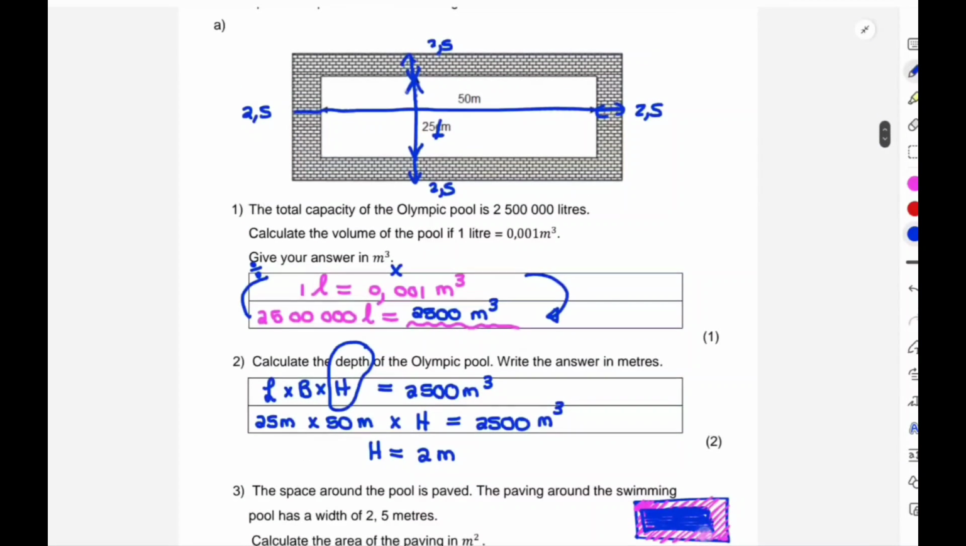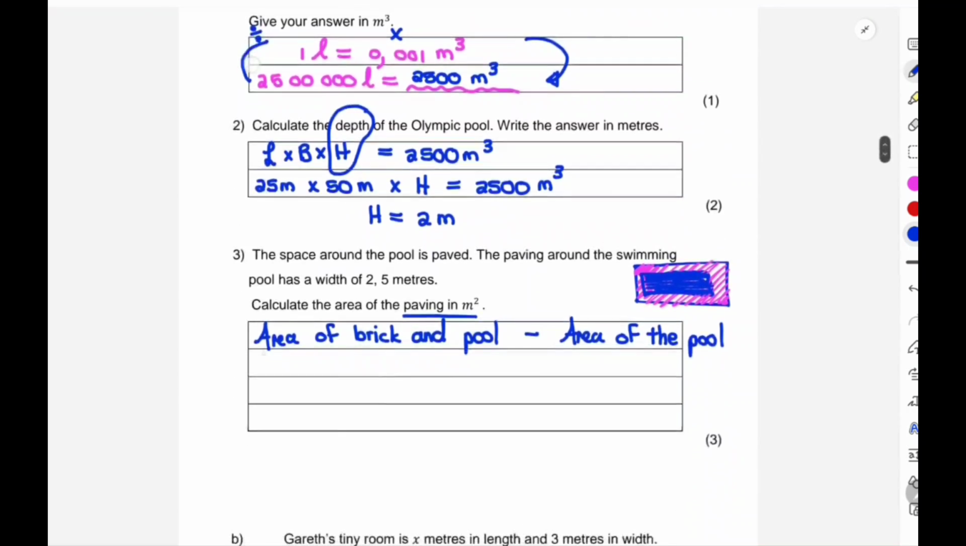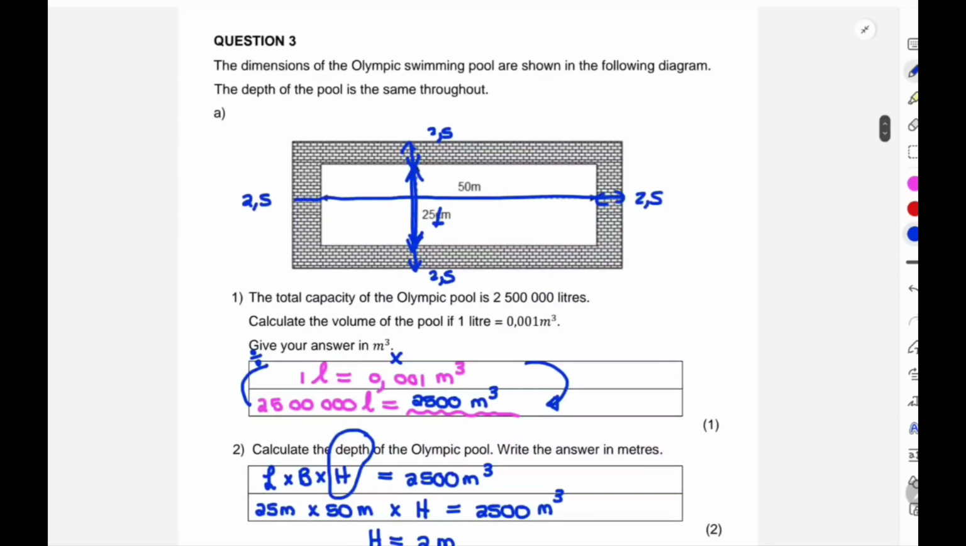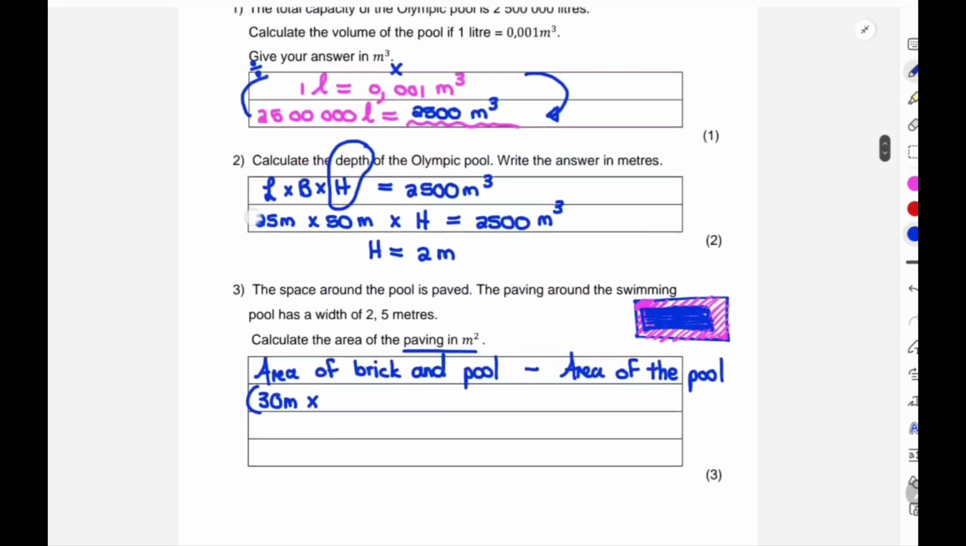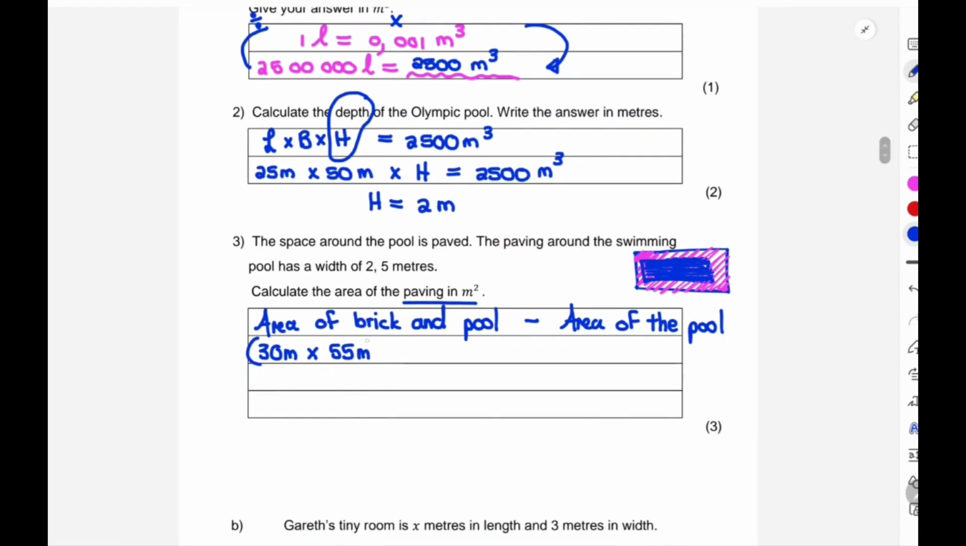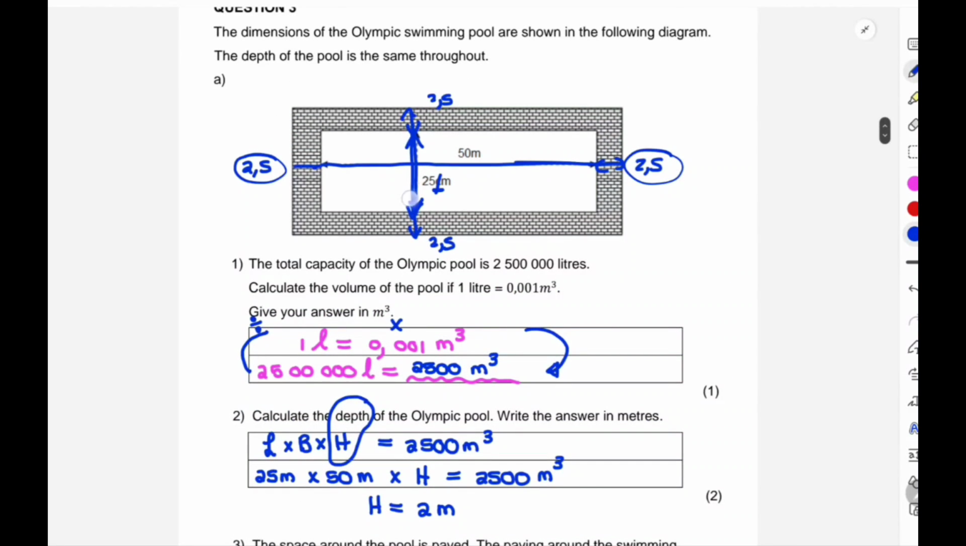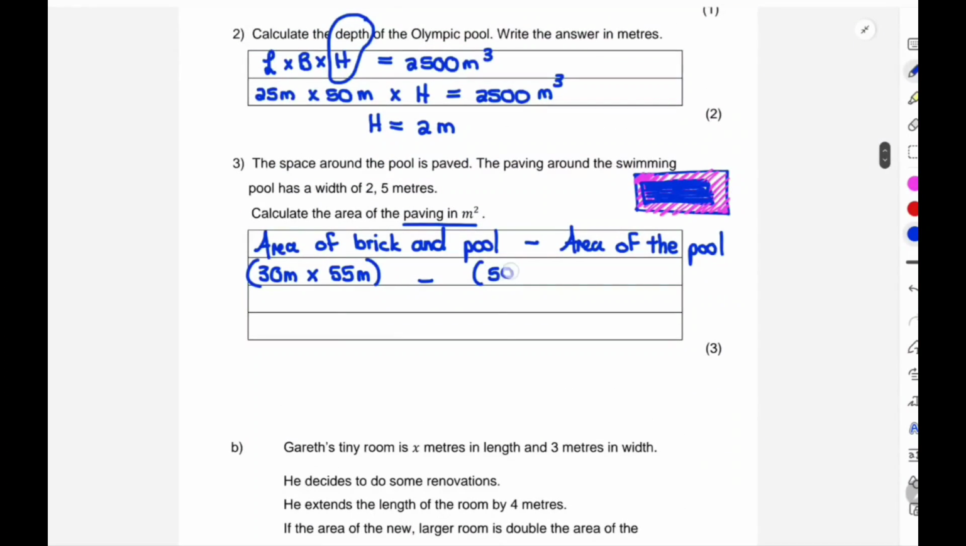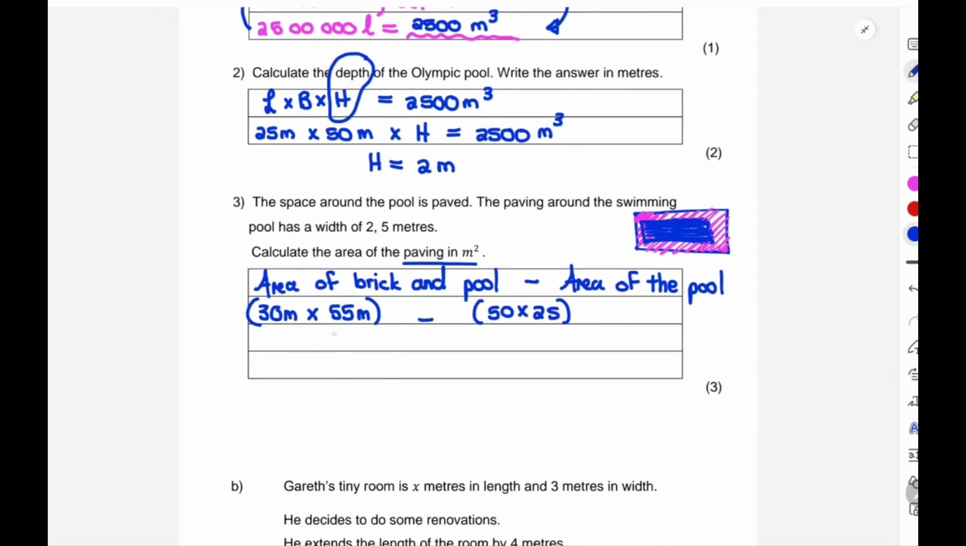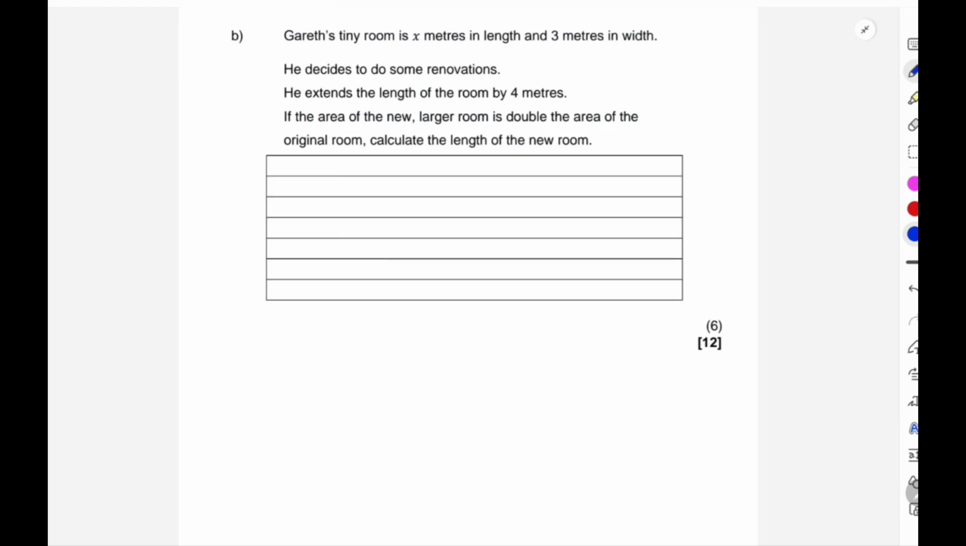So now for the brick and the pool, if this is 25, I need to add 2.5 and 2.5 to that, which will give you 30 meters. And you times that with the pool, which is 50, plus 2.5 plus 2.5, which gives you 55 meters. Then I want to subtract just the area of the pool, which is easy, 50 times 25. And if you put that into your calculator, you should get a beautiful answer of 400 meters squared.